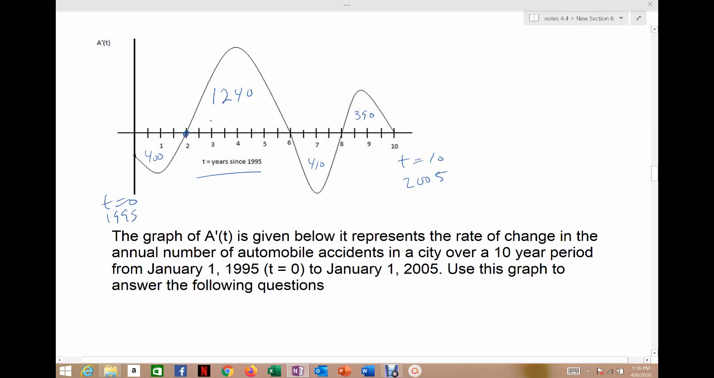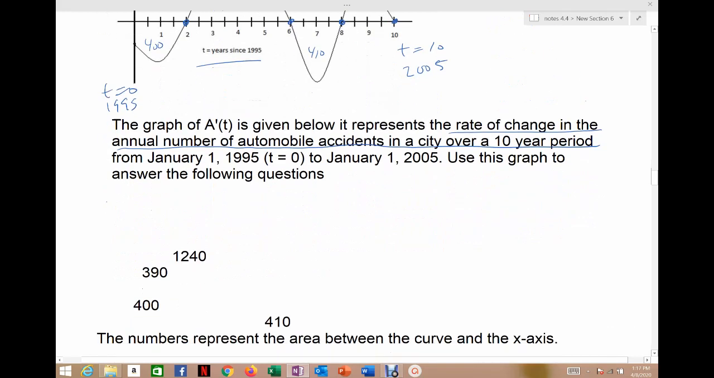So my critical values. Just to make a note of them, my critical values are at 2, 6, 8, and it looks like my endpoint 10 is also critical. That looks like it hits 0 there. And then I've got gains and losses, so accidents were increasing or decreasing over the years. With this particular region, in the first couple of years accidents were declining, and in the next few years they added a whole bunch more accidents and so on. This is a rate of change, a derivative, of the number of automobile accidents in a city over a 10-year study. Use that graph to answer the following questions.